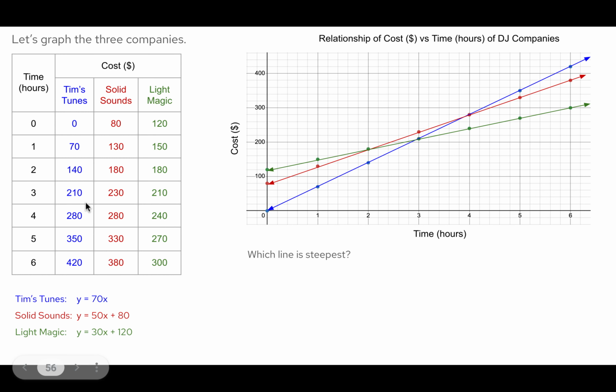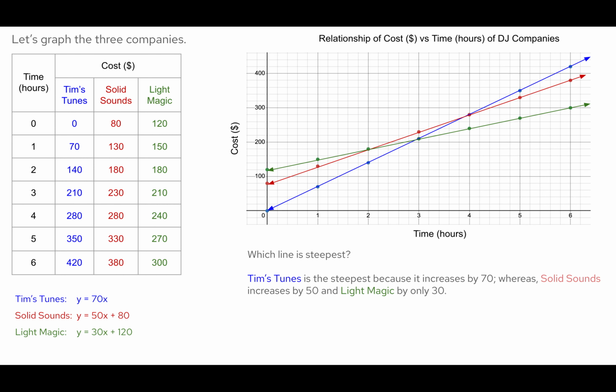And you can see that again by counting by the 70s. In my graph, I can visually see that the blue line is steeper. The next steepest one would be Solid Sounds, and the least steep would be Light Magic. Now, if you look at the equations, I highlighted the numbers in front of the x's, the coefficients, and notice that the 70 is the greatest number. So that means it's going to be the steepest because it's the most expensive as far as the increments go.